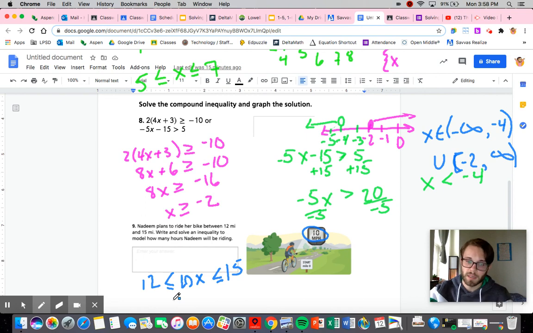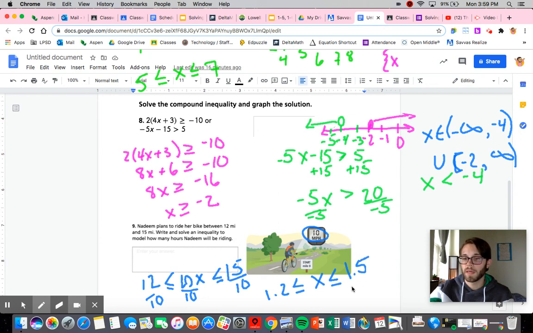So then we would just divide by 10. And again, just like before, we have to divide both sides by the 10, or all sides by the 10, I should say. So Nadine is going to be riding between 1.2 and 1.5 hours. Okay. So that's all we're looking for in problems like this.